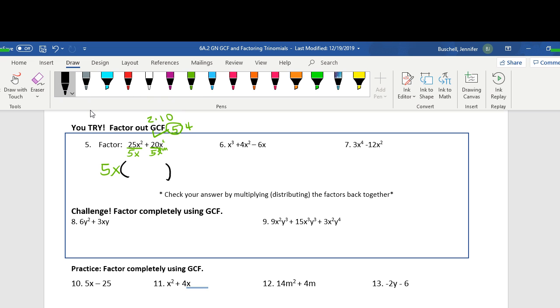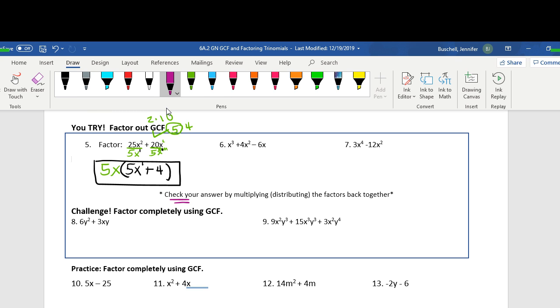Okay, so 25x squared divided by 5x, well, 25 divided by 5 is 5. X squared divided by x, okay, if we're dividing with exponents, that means we subtract. So 2 minus 1 is 1, so x to the first power. 20 divided by 5 is 4. X to the first power divided by x to the first power, well, 1 minus 1 is actually 0. So here is your final answer: 5x times 5x plus 4.